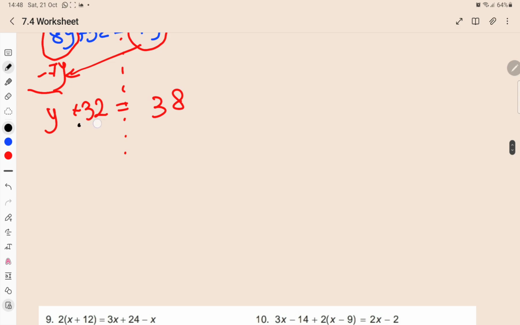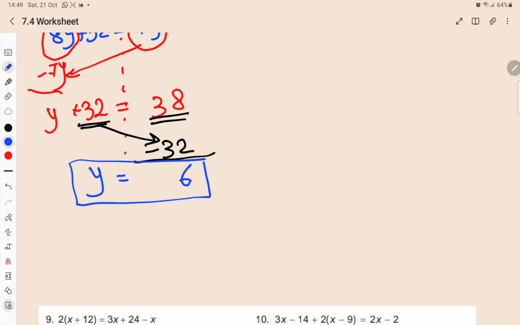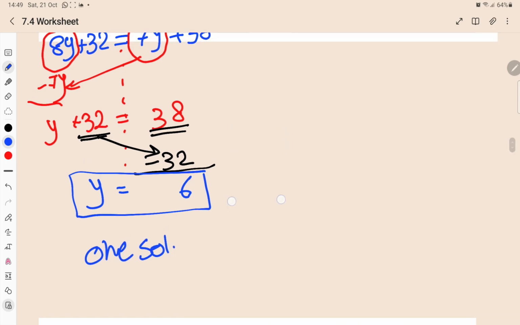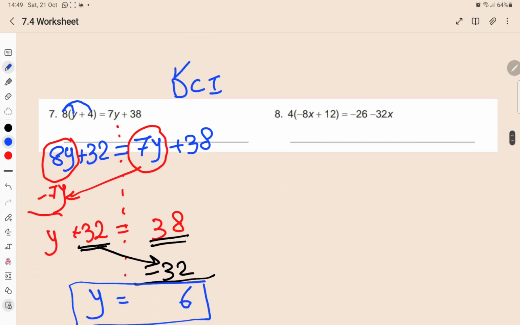The question now is I want to combine the like terms again. So this 32 would move from left to right with negative. So it is negative 32. So 38 minus 32 is just 6. So y equals 6. This means that variable equals a constant. So this means I have one solution. Pause the video and try also to do the next.